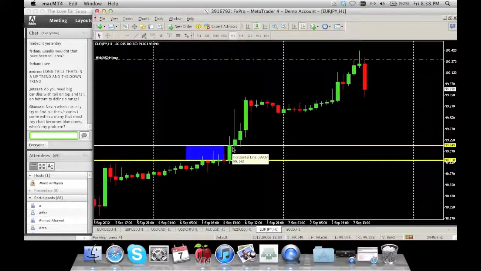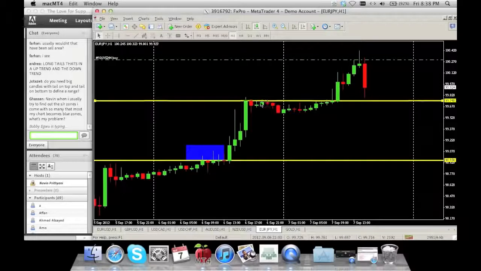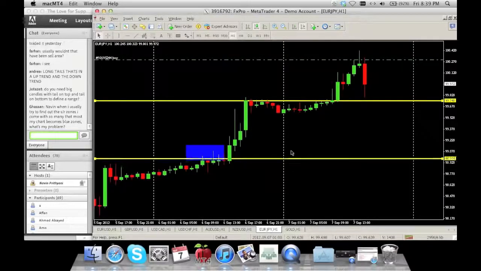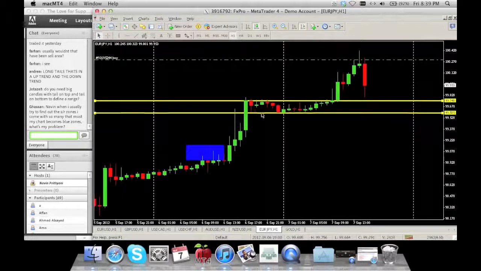Okay. Jota said, do you need big candles with tails on top and tails on bottom to define a range? No. No. A range can be defined by the bodies. Take a look. There's a body here. How many times has it been tested? 1, 2, 3, 4, 5, 6, 7, all of those times. And then we use the same thing. The moment you start drawing this top line, that's the same moment you take the bottom. The bottom of this tail becomes the bottom of these bodies. This is your range. It's a range-bound market.